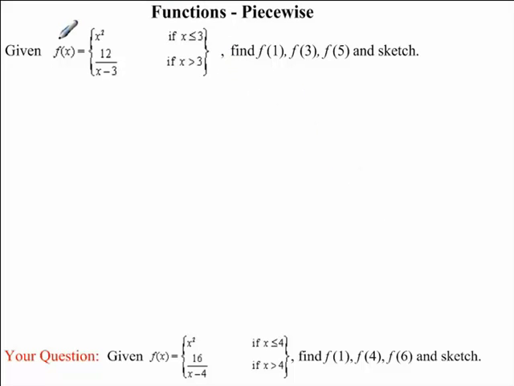So given this function here, we are asked to find f of 1, f of 3, f of 5, and to finally sketch our function. Taking a closer look at our f of x, we will notice that it equals x squared if our x is less than or equal to 3. However, if our x is greater than 3, then it would equal 12 all over x minus 3. So let's begin by evaluating f of 1.